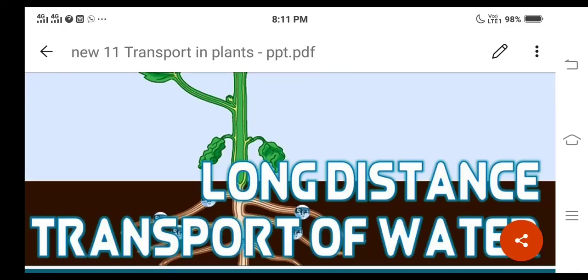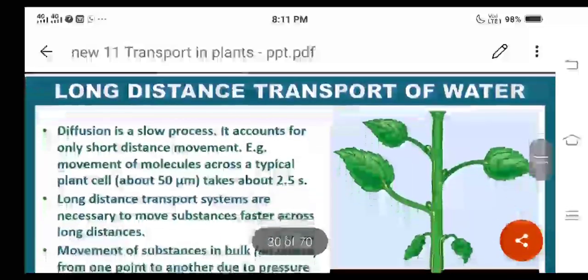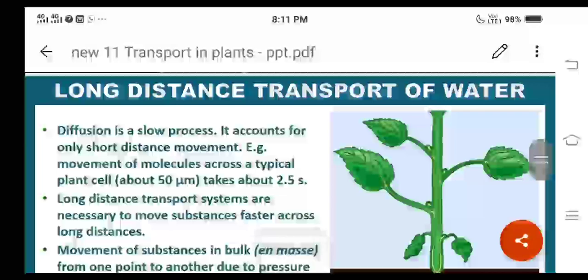Dear students, let us study one more concept called the long distance transport of water. Before going to understand the process, we have studied in schools one simple experiment to demonstrate the ascent of sap. That experiment is called the balsam plant experiment.